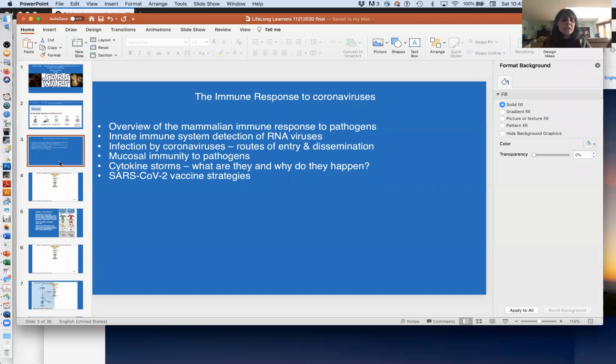So today, what I was hoping I could accomplish is to give you an overview of the mammalian immune response to pathogens, talk about innate immune system detection of RNA viruses, how coronaviruses infect us, the routes of entry and dissemination. Because they enter at mucosal surfaces, I'm going to talk a little bit about mucosal immunity to pathogens.